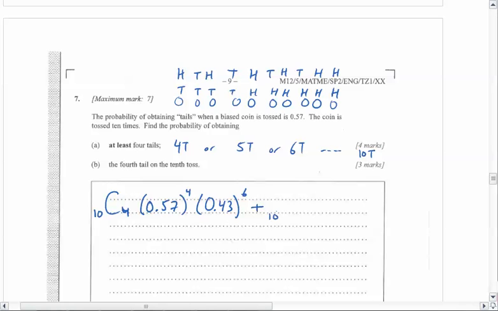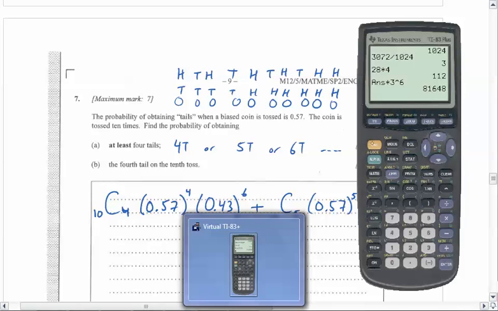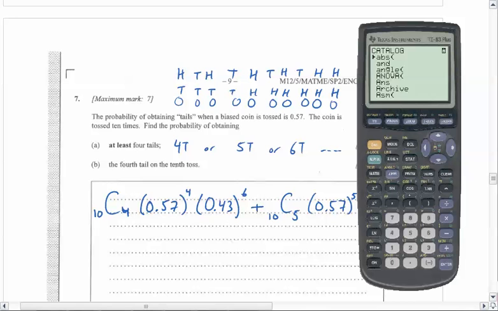Plus 5 tails. And I'm going to go all the way up to 10. And I add all the terms. That takes a while. So instead I can use the cumulative binomial. So let's see if I can find that binomial CDF.